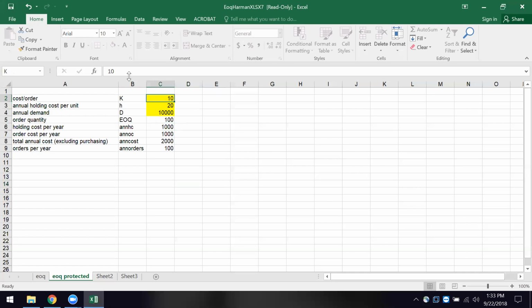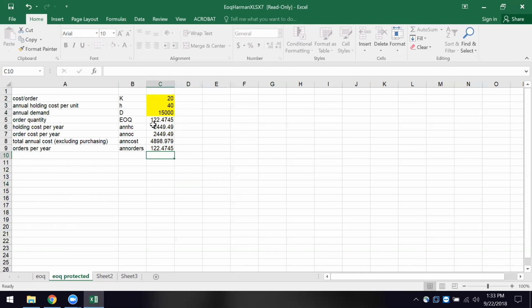And I'm going to change this to 20. Let's just see what happens. Cost per order, and the annual holding cost is 40, and the annual demand is 15,000. And let's see what happens. And notice now these figures.